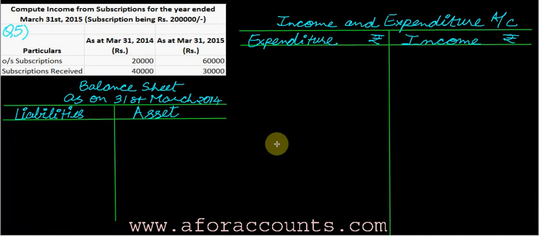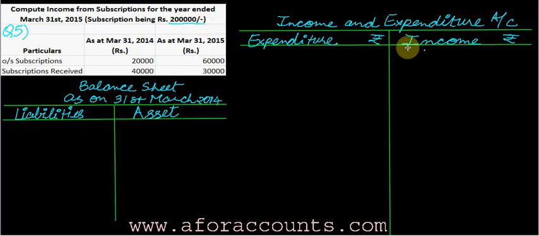Question number 5 on not-for-profit organization. This is an important question as you have adjustment entries in this, so please pay attention. Compute income from subscription for the year ended 31st March 2015. Subscription being 2 lakhs.